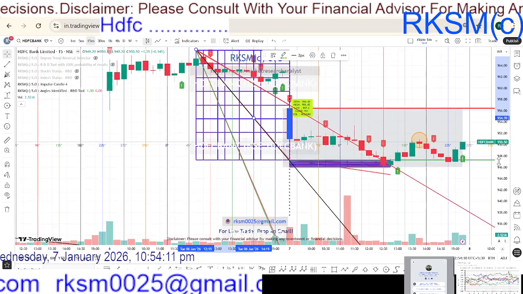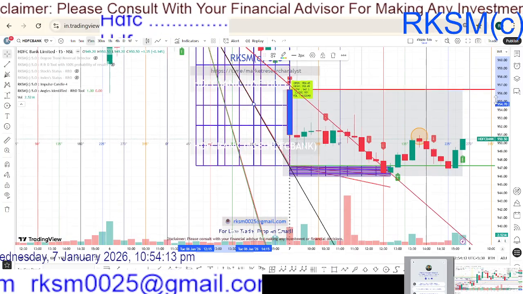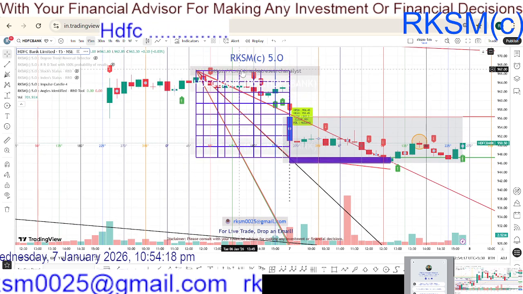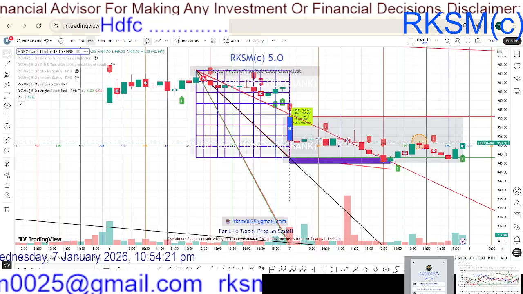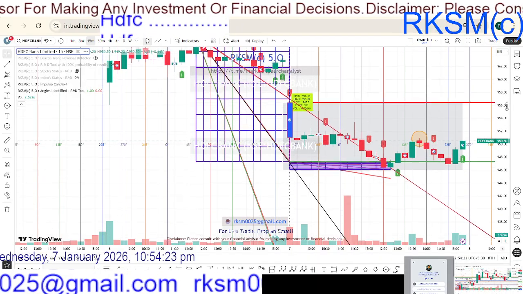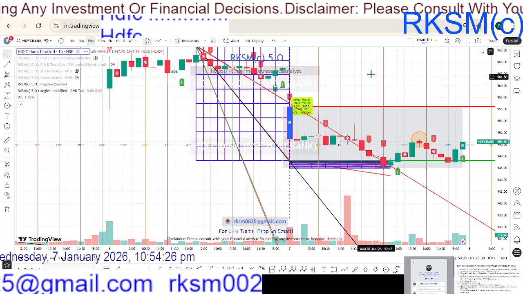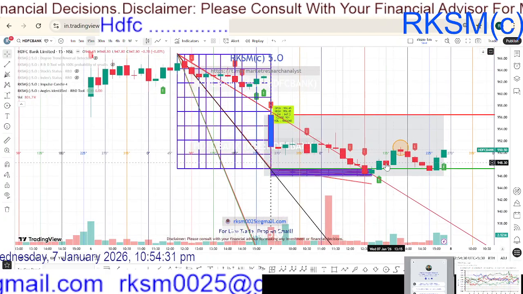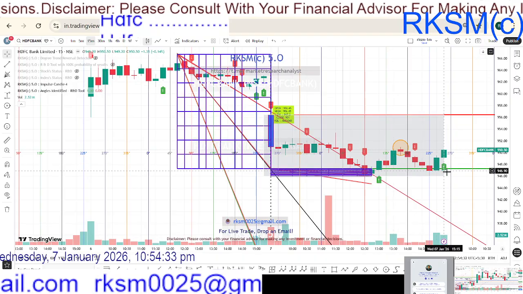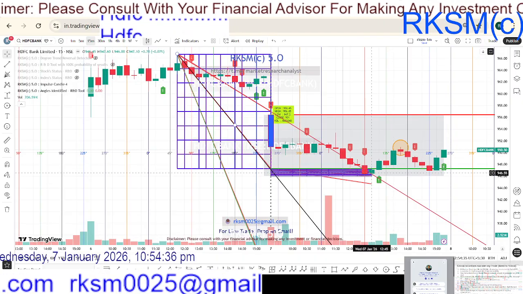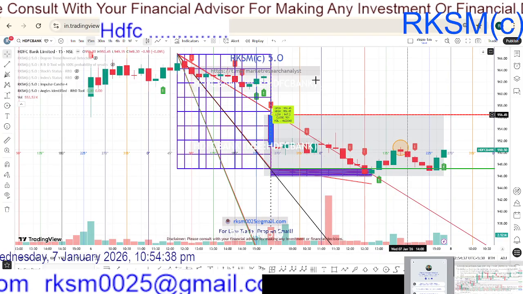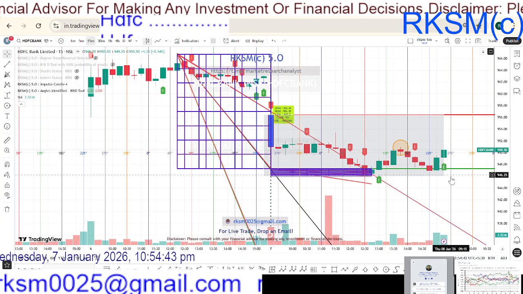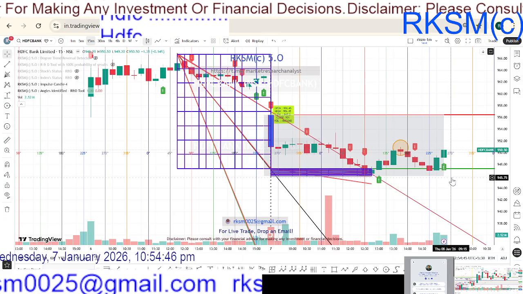So yeah, so this one, and still we are seeing the trend of HDFC Bank is still on the downside, okay. So now it is trying to take support from here, okay. But if you see the overall picture, HDFC Bank is in a downtrend, okay, as we have seen here today.